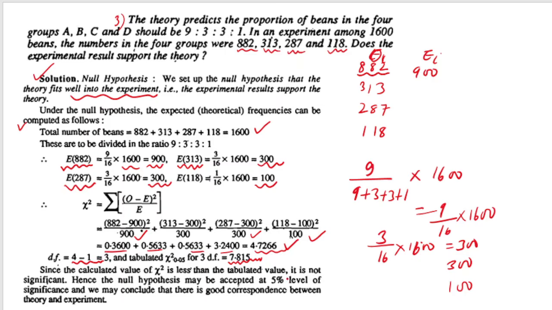That the null hypothesis is accepted at 5% level of significance, and so we conclude that there is a good correspondence between theory and experiment. It means the observed value is not much different from the expected value, because the null hypothesis is accepted. So the experimental result is matching the theoretical expectation. Okay, I hope it is making sense.